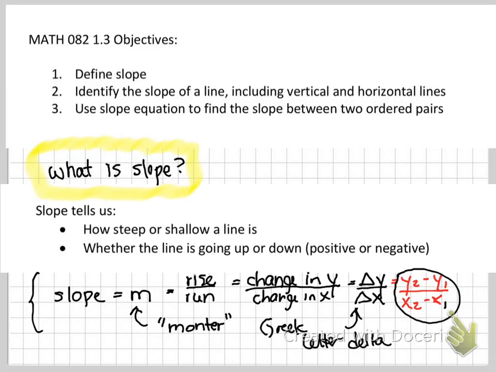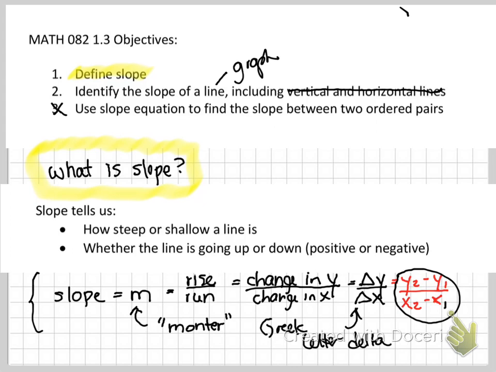This is 1.3. In this video, I will be defining the slope and teaching you how to identify the slope of a line given the graph of the line. I will not be covering vertical and horizontal lines in this video. That will be covered in a separate video. And number 3, using the slope equation, I will not be covering that in this video as well.